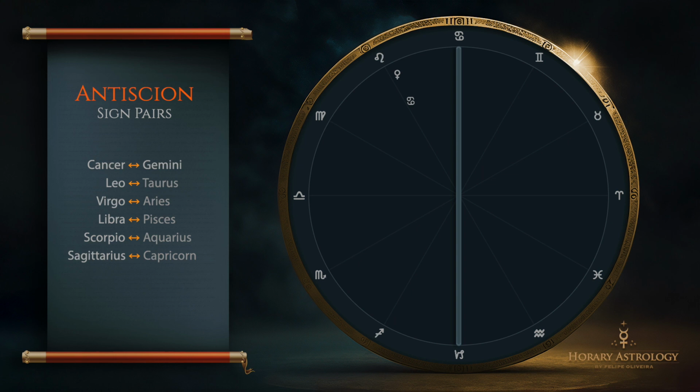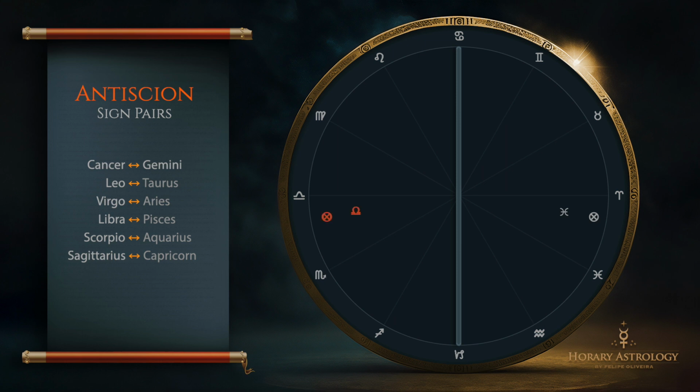Here Venus is in Cancer, its Antiscion is in Gemini. Mars is in Taurus, its Antiscion is in Leo. The Sun is in Leo, its Antiscion is in Taurus. Mercury is in Virgo, its Antiscion is in Aries. Jupiter is in Aries, its Antiscion is in Virgo.